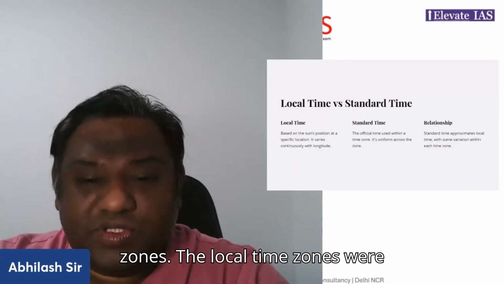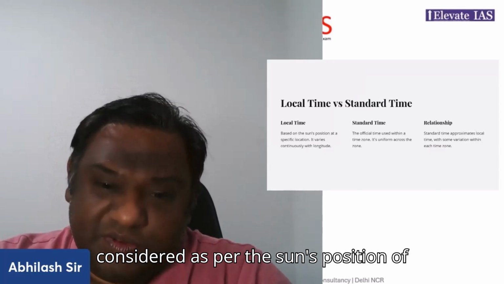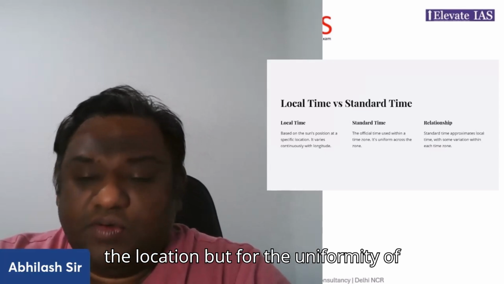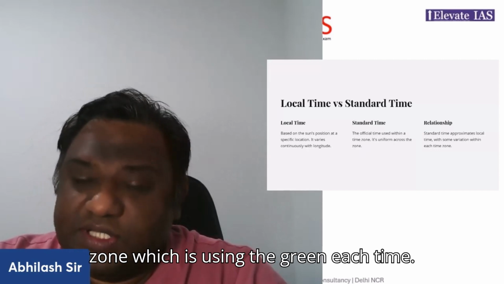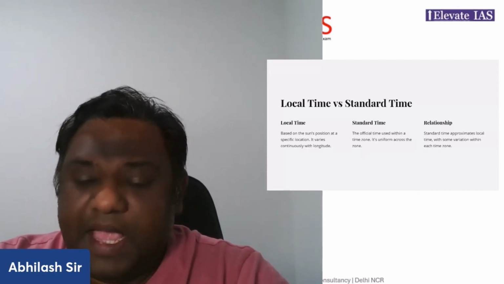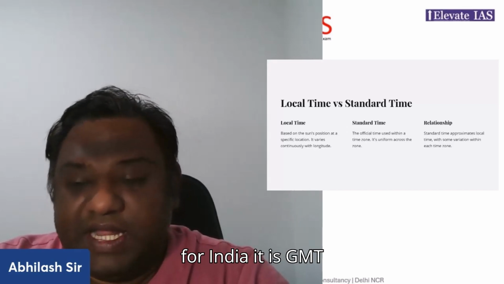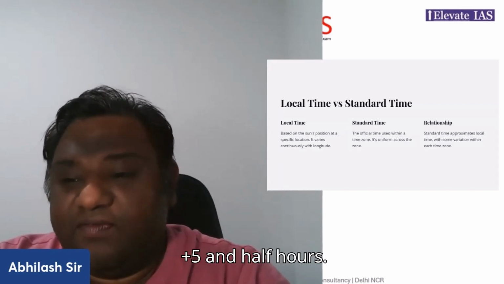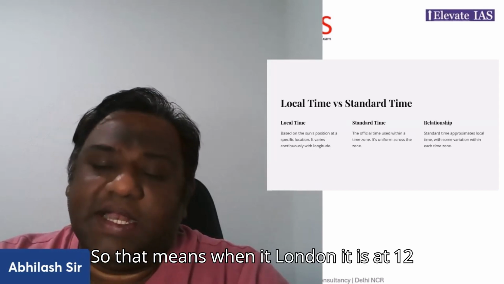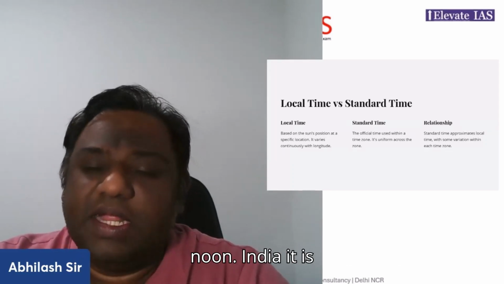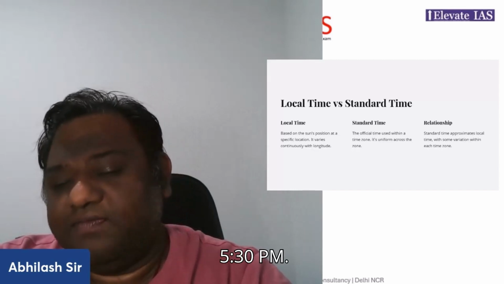The local time zones were considered as per the sun's position at the location. But for the uniformity of the world, we have a standard time zone which uses Greenwich time. And with that, you would have seen that for India it is GMT plus 5.5 hours. So that means when it is 12 noon in London, it is 5:30 p.m. in India.